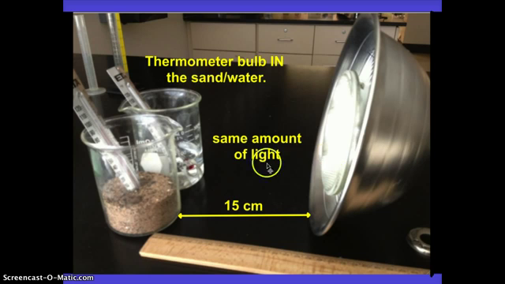And when the sun hits our planet, it's either going to hit water, mostly oceans, or it's going to hit land. So to model those two materials, we have a beaker of water and a beaker of sand. And the question was, which will heat faster? And then when we turn the light off, which will cool faster?